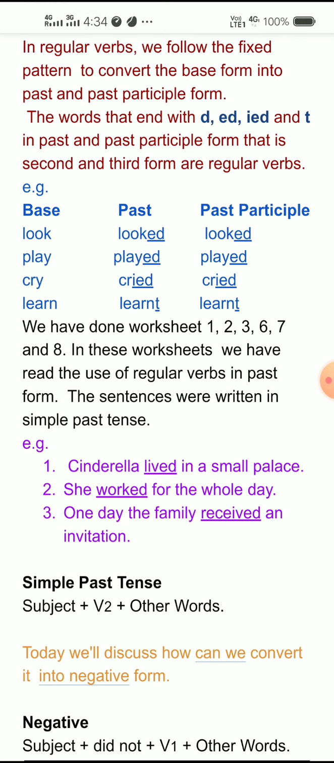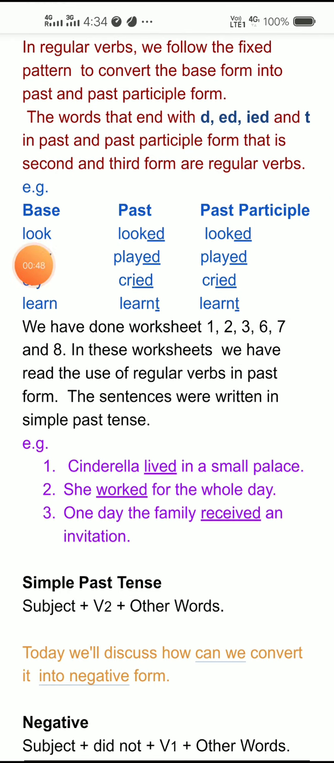Students, as you know, we are doing the second chapter, that is regular and irregular verbs of English practice book. Till now, we have learnt what are regular verbs and irregular verbs. Let's recapitulate it. In regular verbs, we follow the fixed pattern to convert the base form into past and past participle form. The words that end with d, ed, ied, and t in past and past participle form, that is second and third form, are regular verbs.